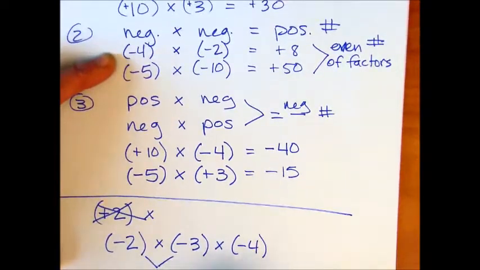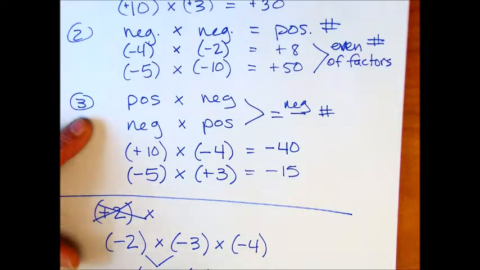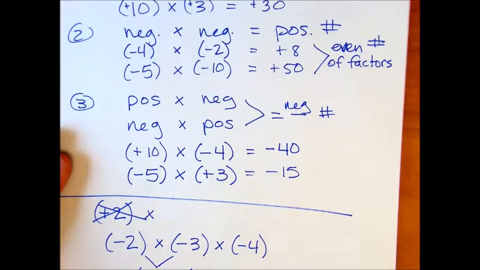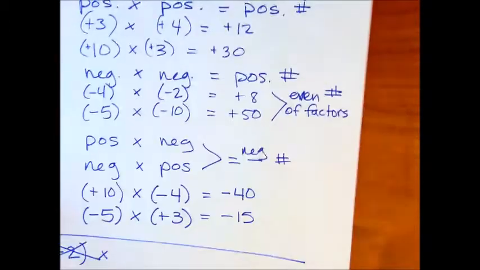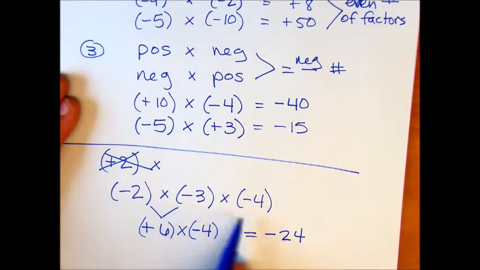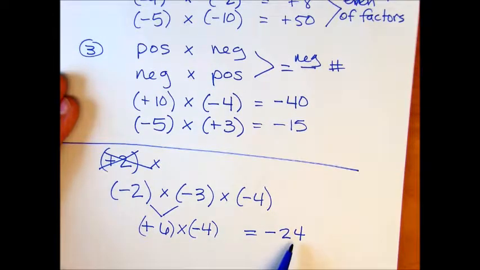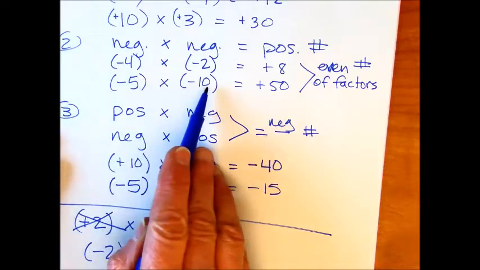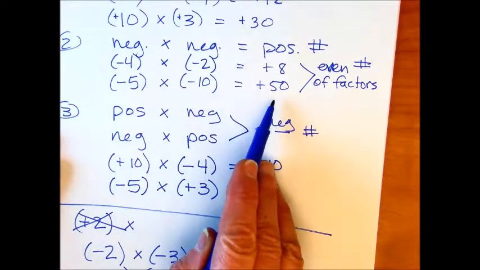Now I'm going to multiply that positive 6 to a negative. That brings us to rule number 3. So a positive times a negative will give us a negative 24. So notice how the odd number of factors that are listed gave us a negative. When you have an even number of factors, like over here, your answer is positive.